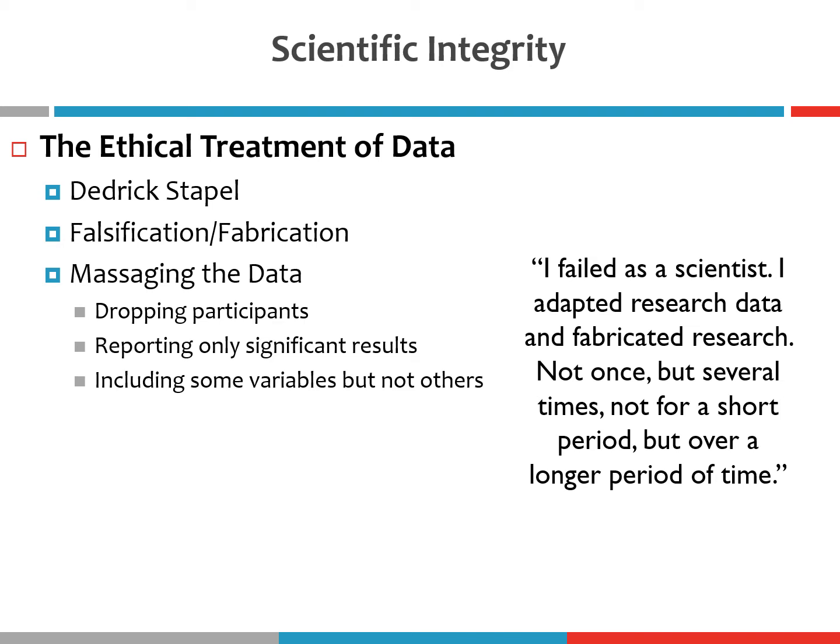So Diederik Stapel was a Dutch researcher who was incredibly famous, right? So for 10 years, he published many different studies in the top journals in his field. I believe he was a social psychologist. So he was kind of a world-renowned social psychologist, and he published a lot of famous studies that were frequently discussed in the press.